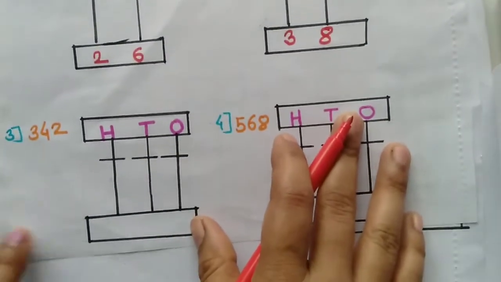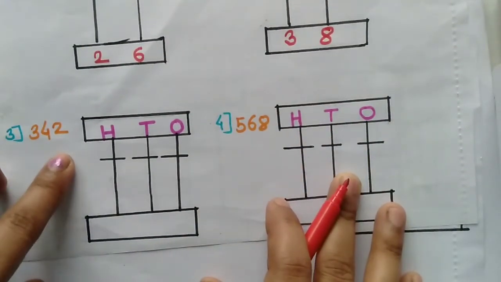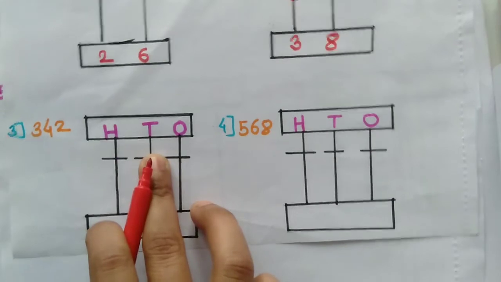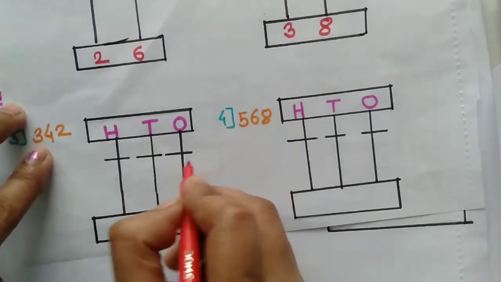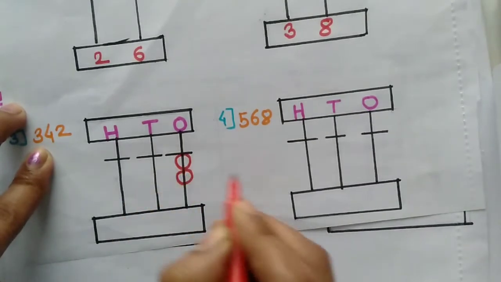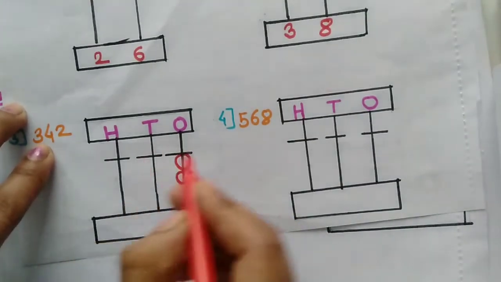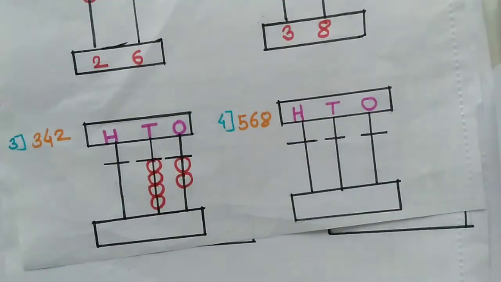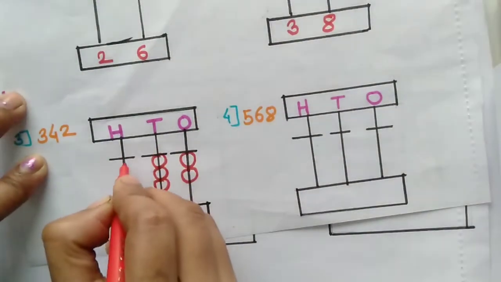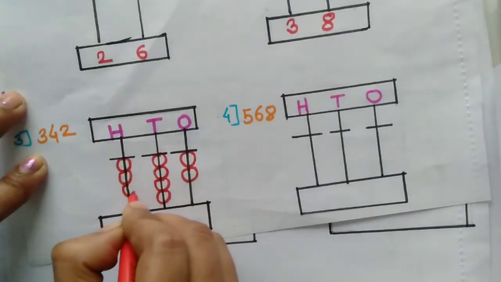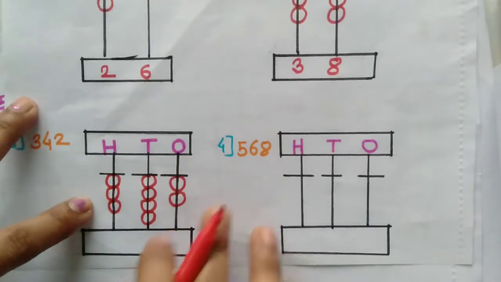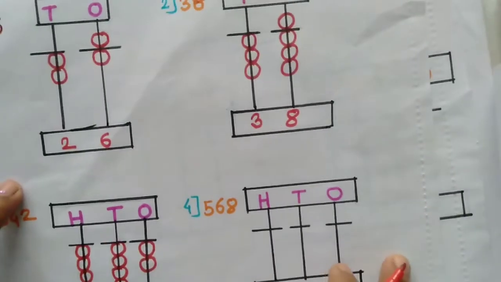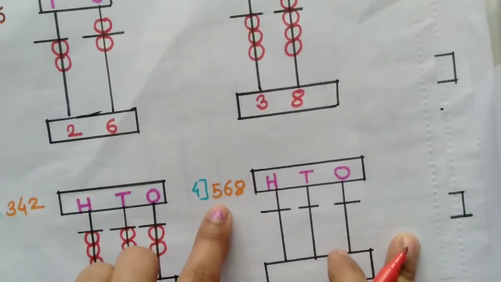Now let us understand a 3 digit number, that is 342. Here 2 is in the 1's rod, 4 is in the 10's rod and 3 is in the 100's rod. So draw 2 beads on the 1's rod, that is 2 lower beads. On the 10's rod there are 4 beads: 1, 2, 3 and 4. And on the 100's rod there are 3 beads. So draw these 3 beads here. This is 3. The number formed is 342.